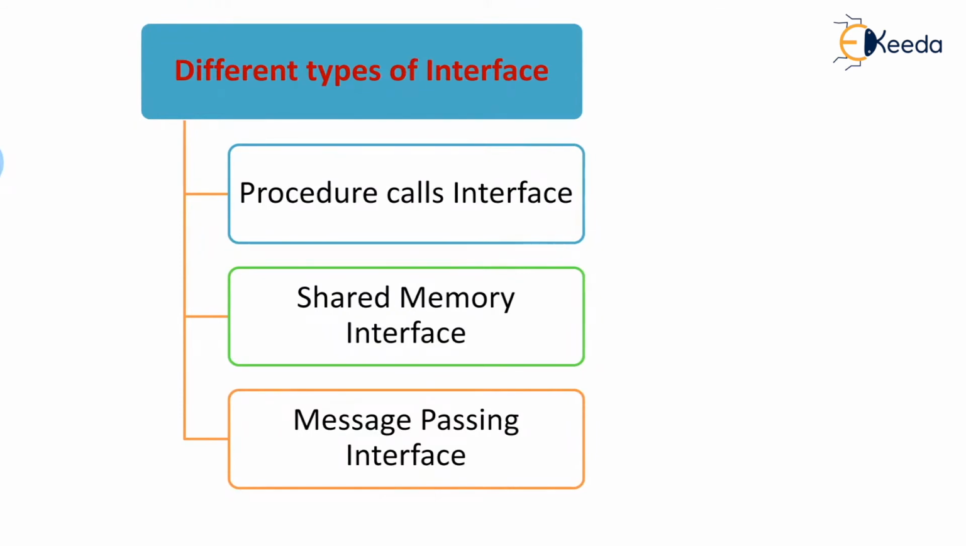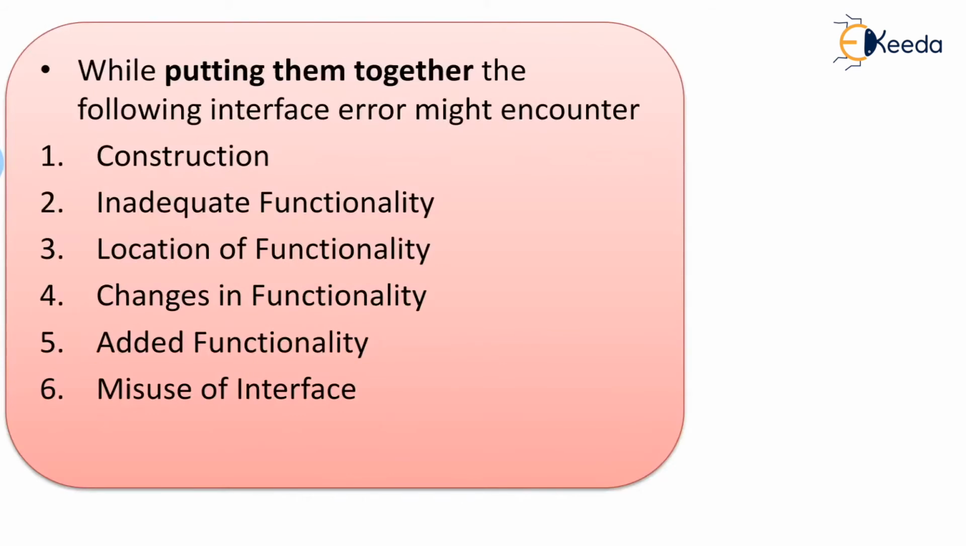So, how these modules are created, like different types of interface. For the interface, with the help of procedure call interface or shared memory interface or message passing interface. Now what happens is, while putting them together, we see errors in the construction of the entire piece: inadequate functionality, location functionality, changes in functionality, added functionality, and misuse of interface.